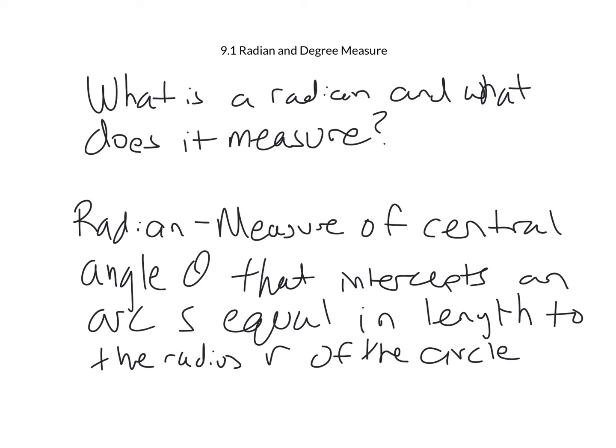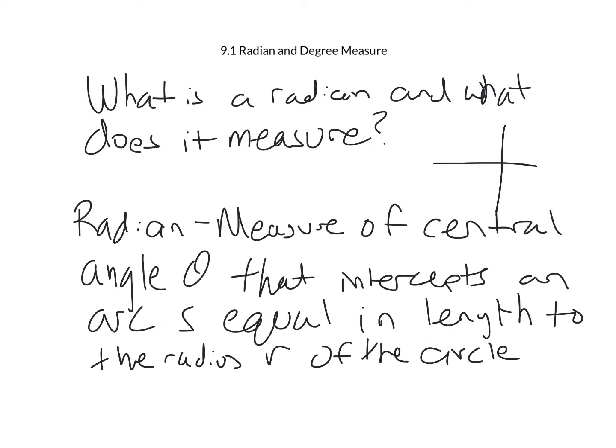All right, 9.1 radian degree measures. So we're going to start with what is a radian and what does it measure. You can always read the definition. I'll read it off and then we'll make more sense of it here. A radian is a measure of a central angle theta that intercepts an arc s equal in length to the radius r of the circle. So what does that mean?